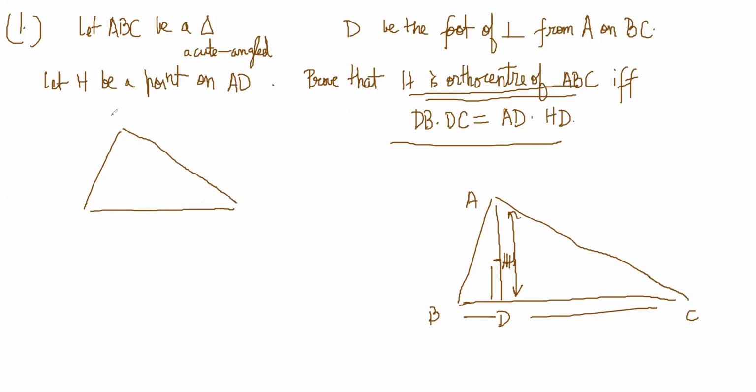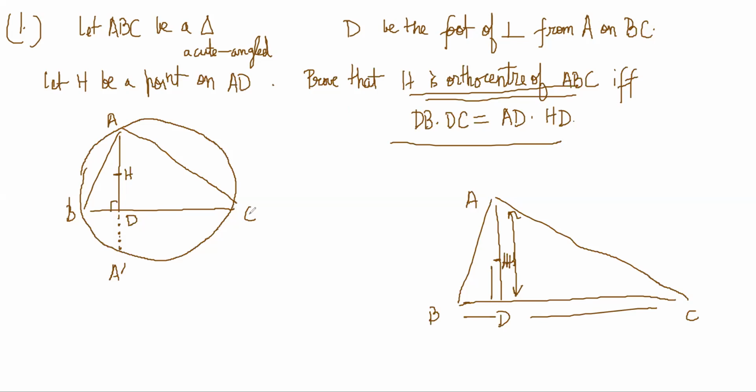You can use some properties that you already know. So from the right point, extend this altitude, okay? And make it meet at A dash, right?